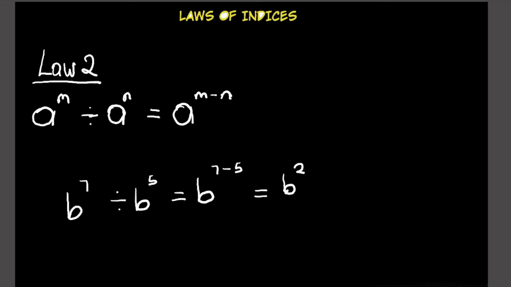Let's look at a different one. If we had 4 raised to the 5th power being divided by 4 raised to the 3rd power, it would be equal to 4 raised to 5 minus 3, which would be equal to 4 being raised to the 2nd power. So when we are dividing indices and they have the same base, we keep the base and subtract the powers.